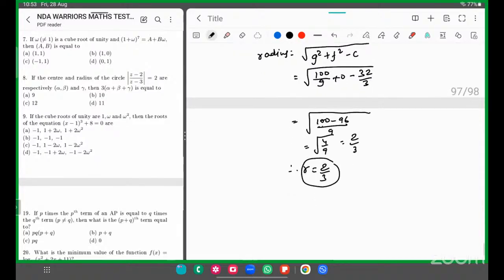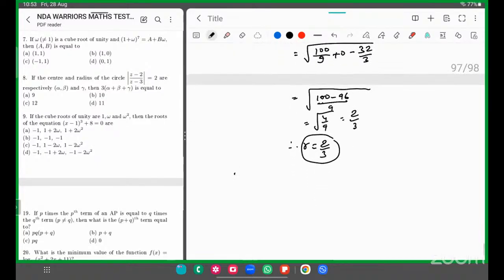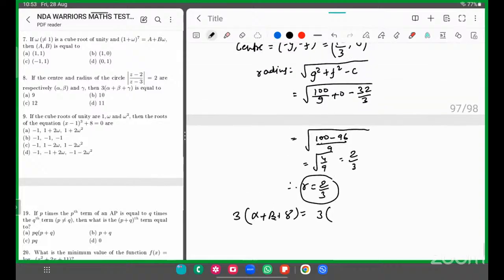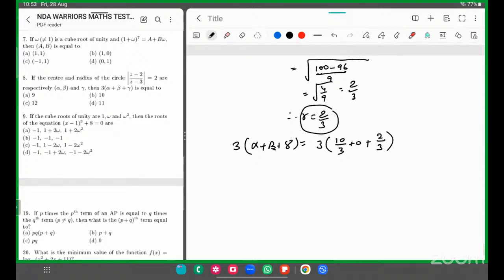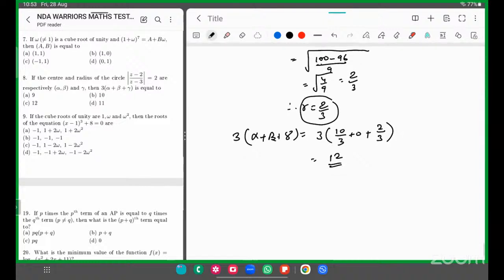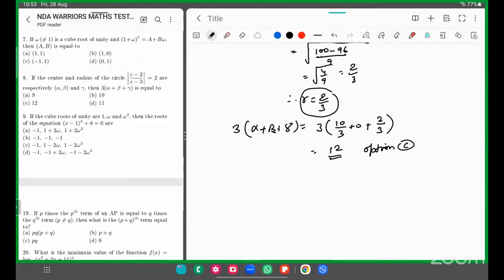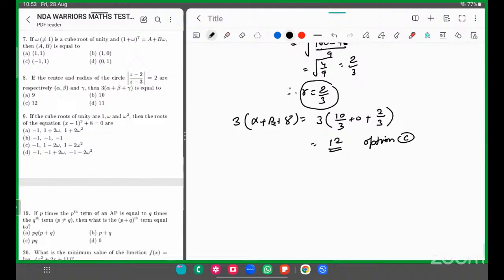Now, what is the question? What they are asking is 3 times alpha plus beta plus gamma. That is equal to 3 times alpha, which is 10 by 3, beta is 0, and gamma is 2 by 3. So 3 we can take common and it will get cancelled out. So 10 plus 2 equal to 12 will be our answer. Where is 12? Option number C. So option C is the answer. Okay. Next, question number 9.